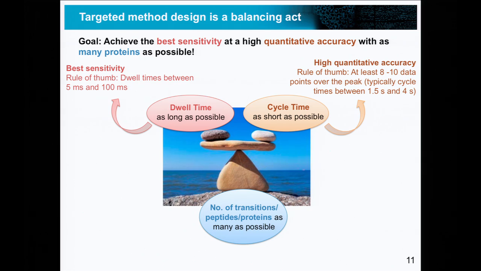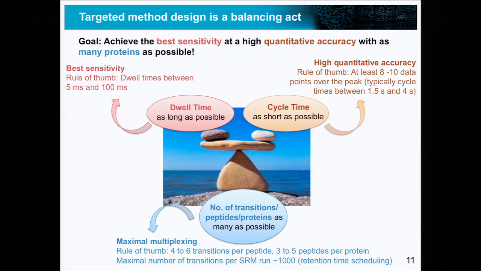And then there is this final point on the wish list. Very often what we want to measure are many proteins with several peptides per protein and several transitions per peptide. And the rule of thumb that people often apply here is that if you're interested in measuring a protein, always try to work with several peptides per protein. Don't target just a single peptide per protein, but several.